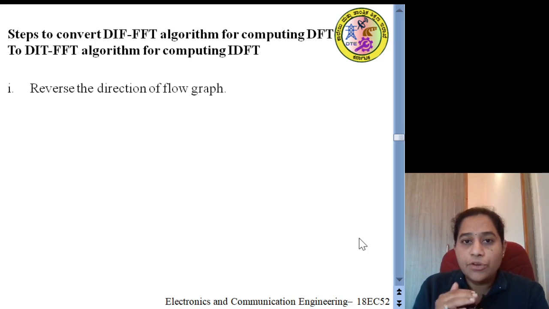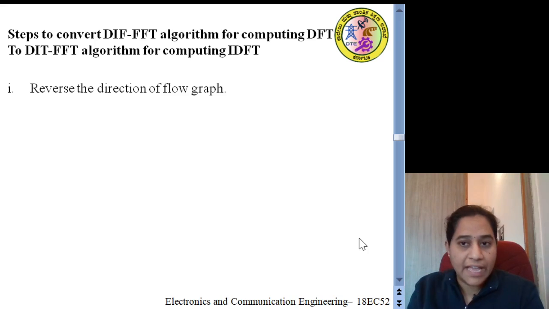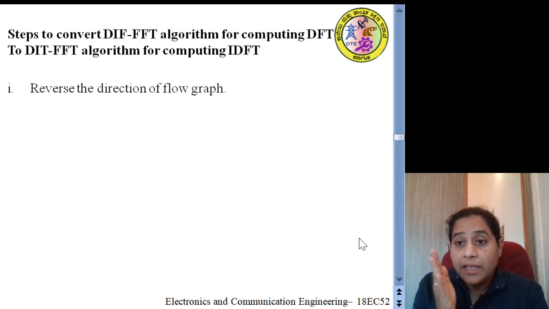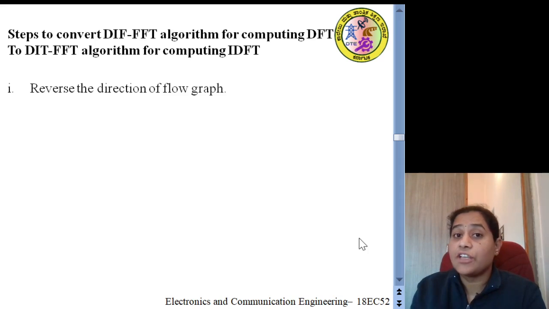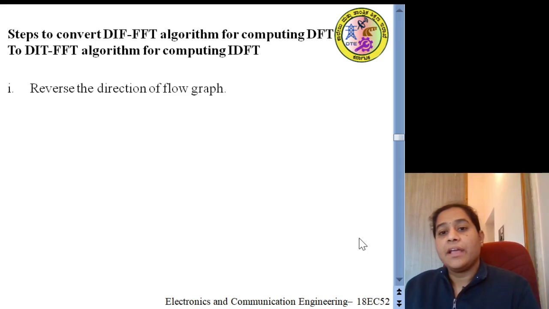So first what we need to do is take the flow graph of the DIF FFT algorithm, which is for finding DFT. In that flow graph, first we have to reverse the direction. That means in computing DFT with the DIF FFT algorithm, we were taking x of n as input and obtaining x of k as output. But here we are reversing the direction, so obviously our input will be x of k and output will be x of n.